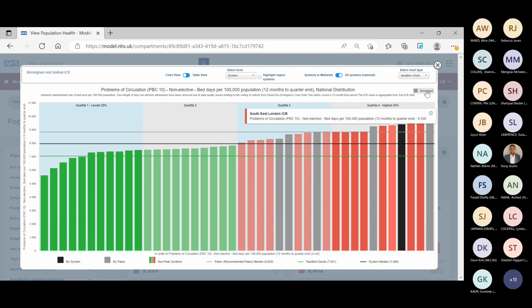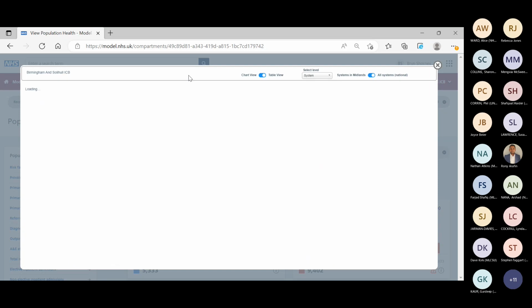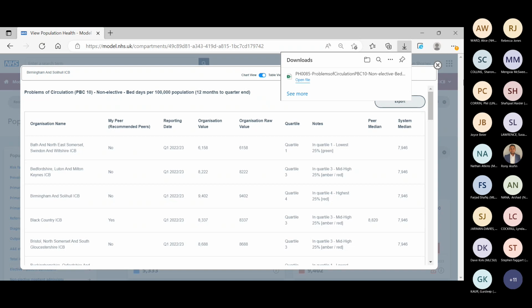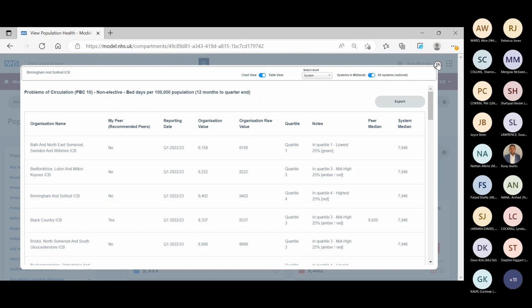In terms of download, on the top right hand side of any chart, you can choose to download, and you can download the chart in that way, or if you switch from chart view to table view, then instead of showing a chart, it will show a table with the data, and then you can click the export button, and it gives you an option to download the file, which I won't do now, but hopefully that answers that question.